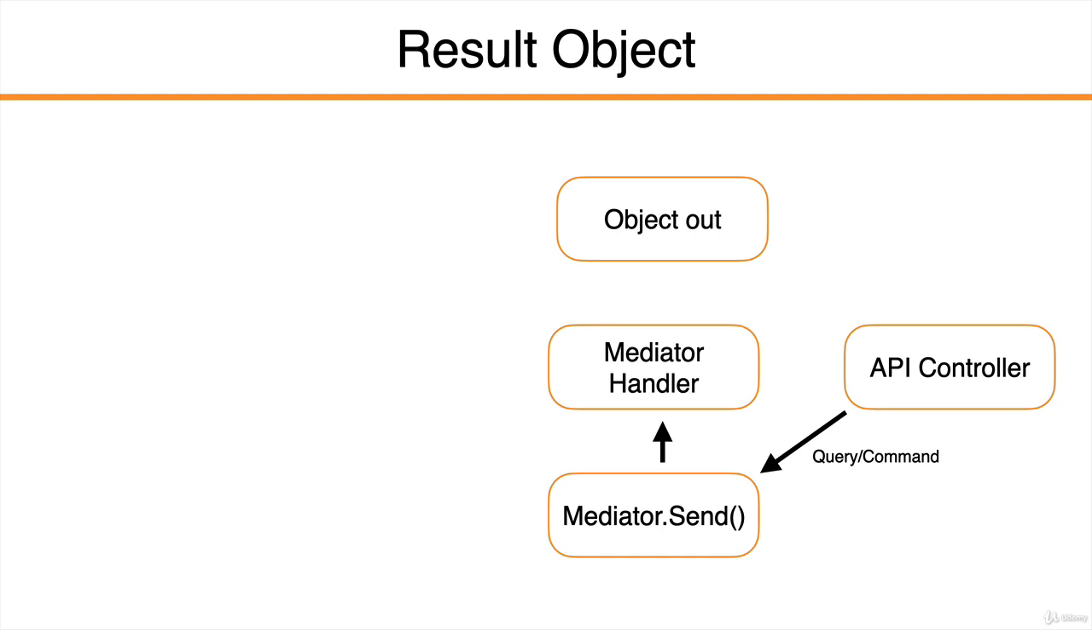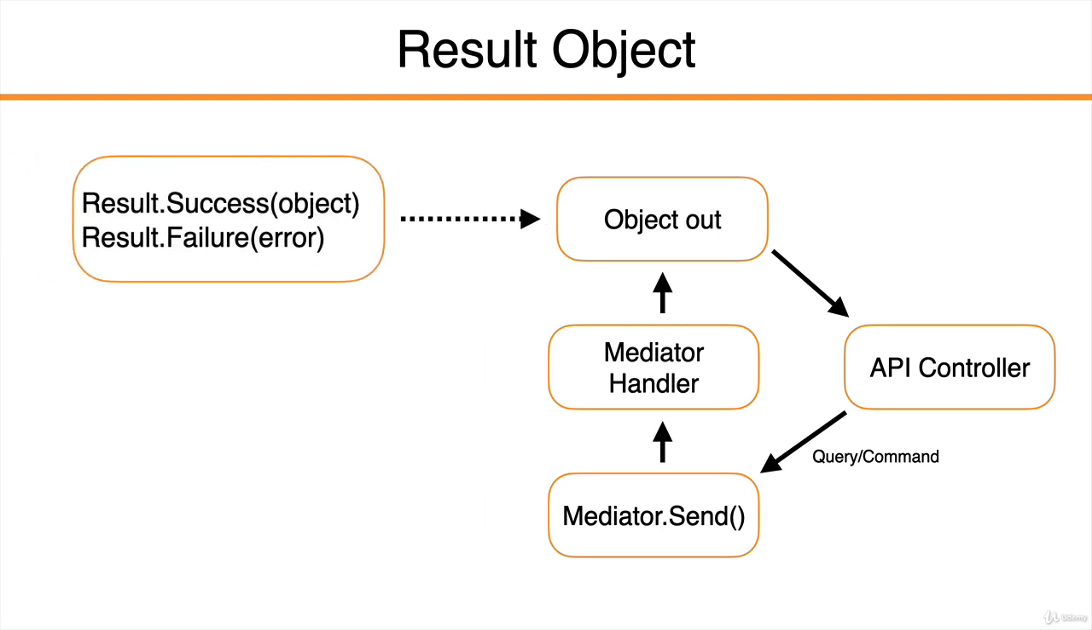Supposing, for example, from our API controller, we requested an activity with a GUID that does not exist in our database. Then our mediator handler is going to need to handle this logic and return the appropriate response to our controller. But this cannot be an HTTP response because it doesn't know what technology it's using to pass this object onto. So for the object out, we're going to create a result object. And the result is going to be a success, which contains the object that was being asked for, or it's going to be a failure, and that's going to contain the error information from our handler.